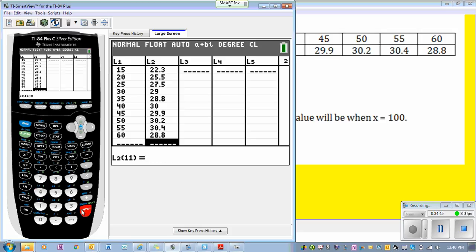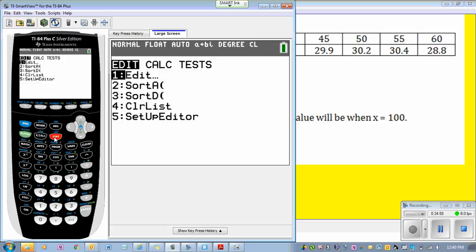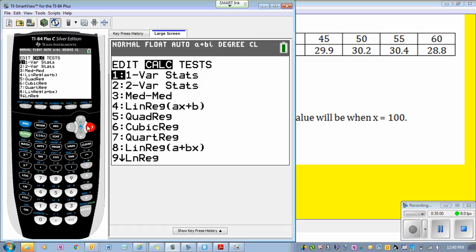Okay, so when you get down to the end of your list, just make sure that you have the same number in L1 as you do in L2. Are you not doing this? So go in the stat and go to calc, and try lin reg and quad reg.